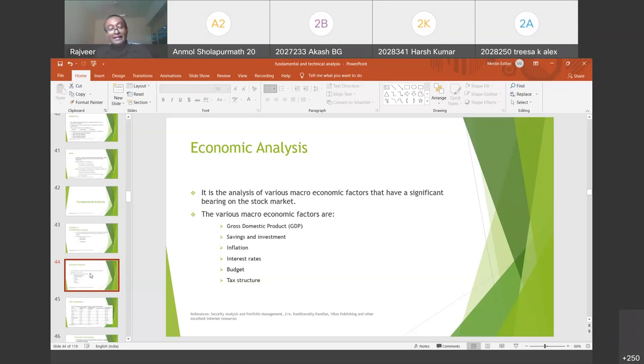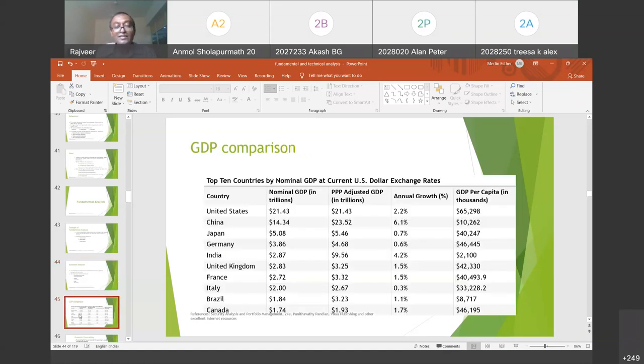And so for example, let's take one parameter and see how India stacks up against everyone else. Have a look, students. The leading economies in the world are in front of you. Nominal GDP wise, we are in fifth position. What is PPP adjusted GDP? In your international financial management, yes, Amol. Purchasing power parity adjusted GDP.